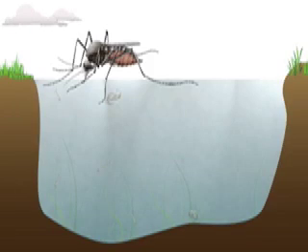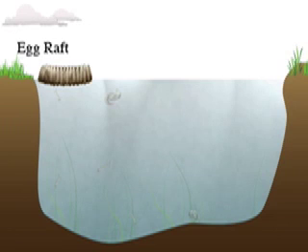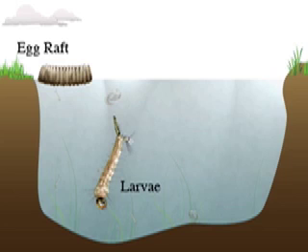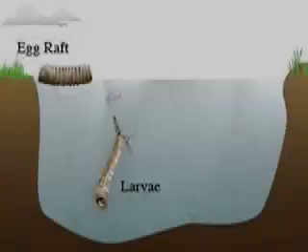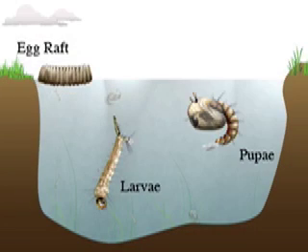Some kinds of mosquitoes lay their eggs in small rafts on the surface of the water. The eggs hatch into immature mosquitoes called larvae. They go to the surface and breathe air through tiny tubes. The larvae eat by drawing water through their mouths and straining out bits of food. After a few days, they change into the next stage called pupae.